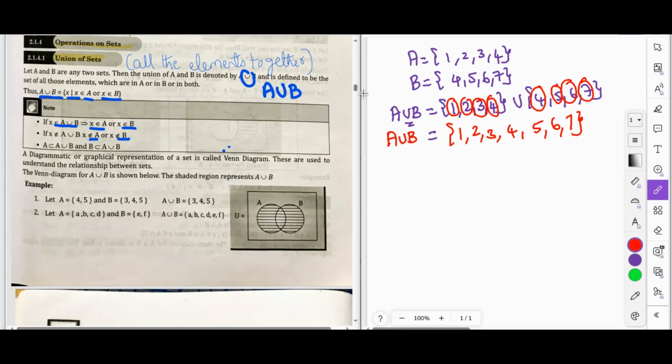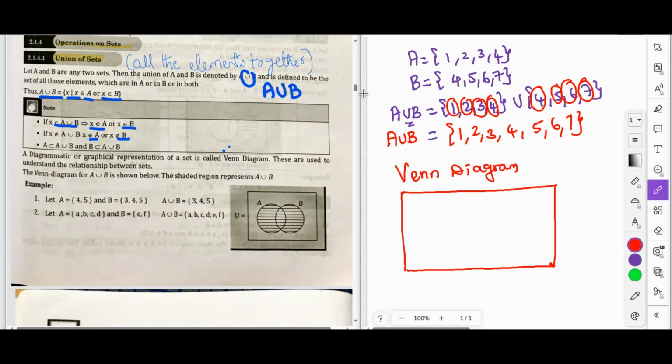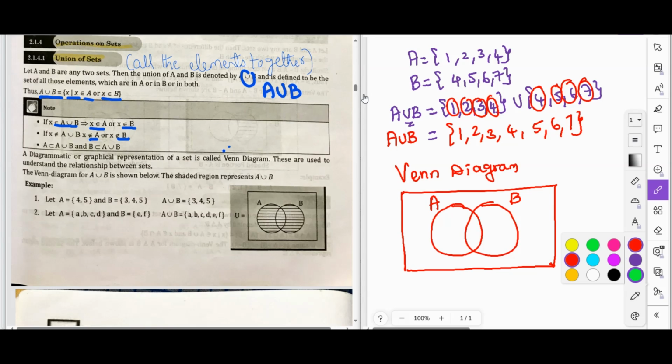So the same thing we will be representing in the form of a Venn diagram. We have something called a Venn diagram. What is meant by a Venn diagram? A Venn diagram is nothing but drawing a rectangular box and representing the sets in the form of circles. So now if I take this as A and this as B, we will first write what is common in both. The common element is 4. The common element should be written in the center.